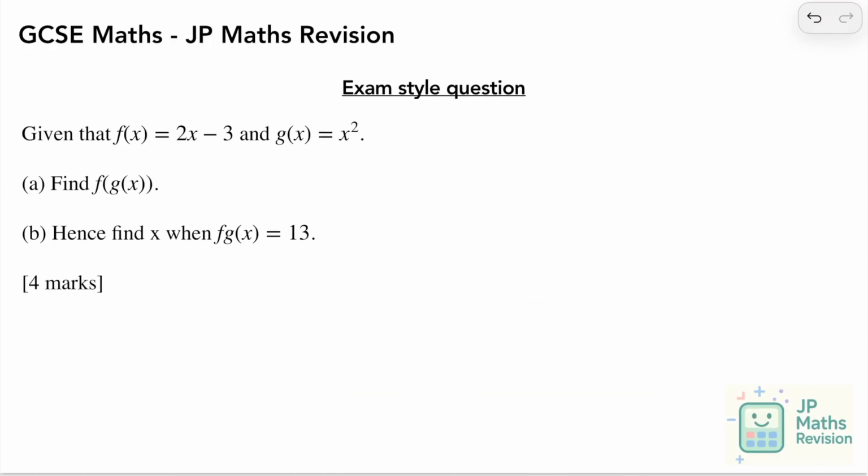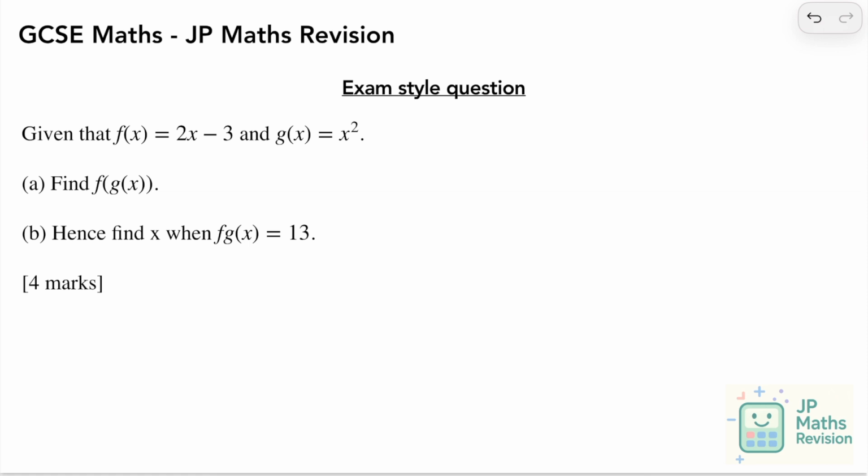So here's an exam style question on this topic. So we have given that f of x is 2x minus 3 and g of x equals x squared. Firstly, we need to find an expression for fg of x, and then we need to find the value of x when fg of x is equal to 13. So if you want to have a go at this question, pause the video for a moment and have a quick go at this, and I'll go through the answer in a moment.